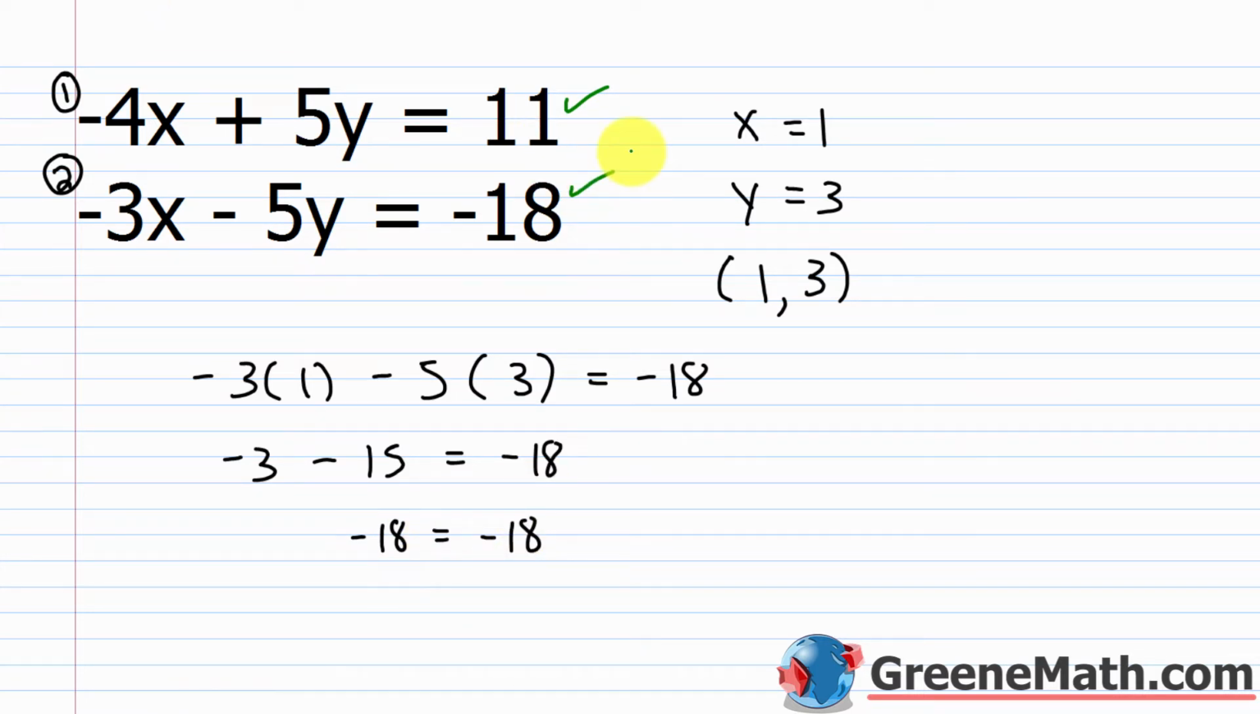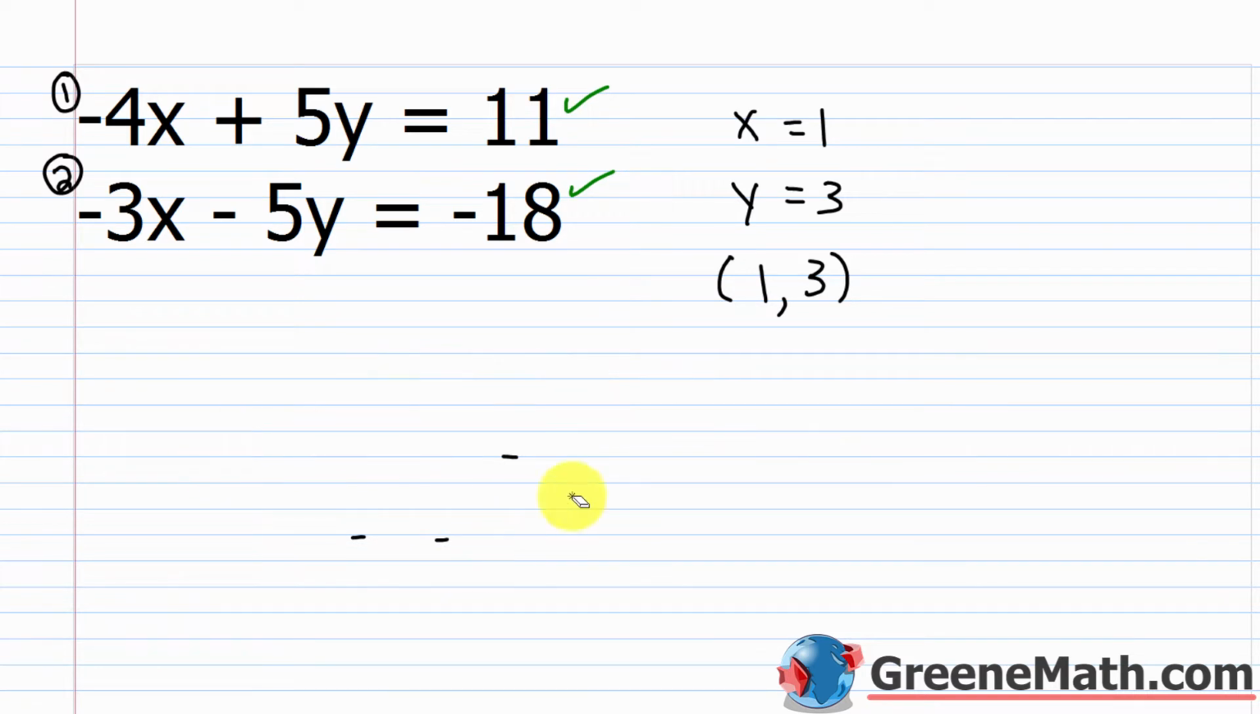So now that we've verified that the ordered pair (1, 3) is a solution for the system, let's talk about what we did to get it and why this method is mathematically legal. The very first thing I want to call your attention to is that these two equations are set up in standard form, right? It's ax plus by equals c.